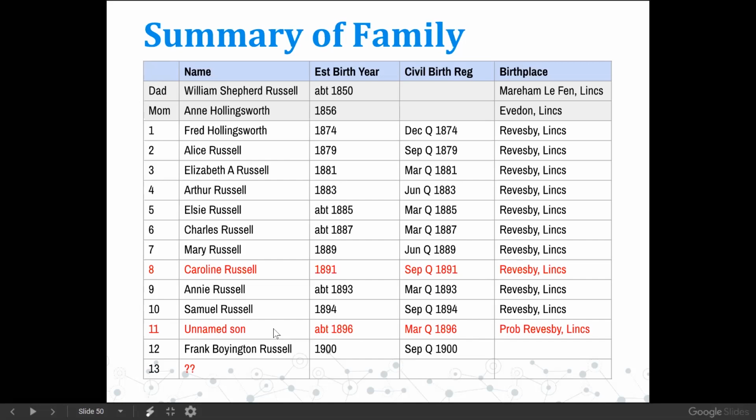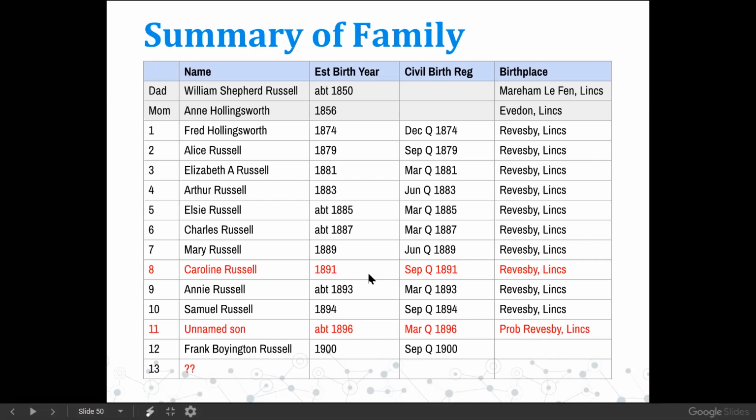Then we have an unnamed son, and that just always makes my heart have a little pang, because when a child was not named, it was usually because they expected the child to die very soon, or the child had already died by the time the registration was done. So we don't even have a birthplace for this unnamed son because he never appears in a census, but because all the other kids were born in Revesby, it's a safe bet that he was too. Oh, and I just noticed I didn't put Frank's birthplace, but he was also born in Revesby. So all the kids were born in Revesby.